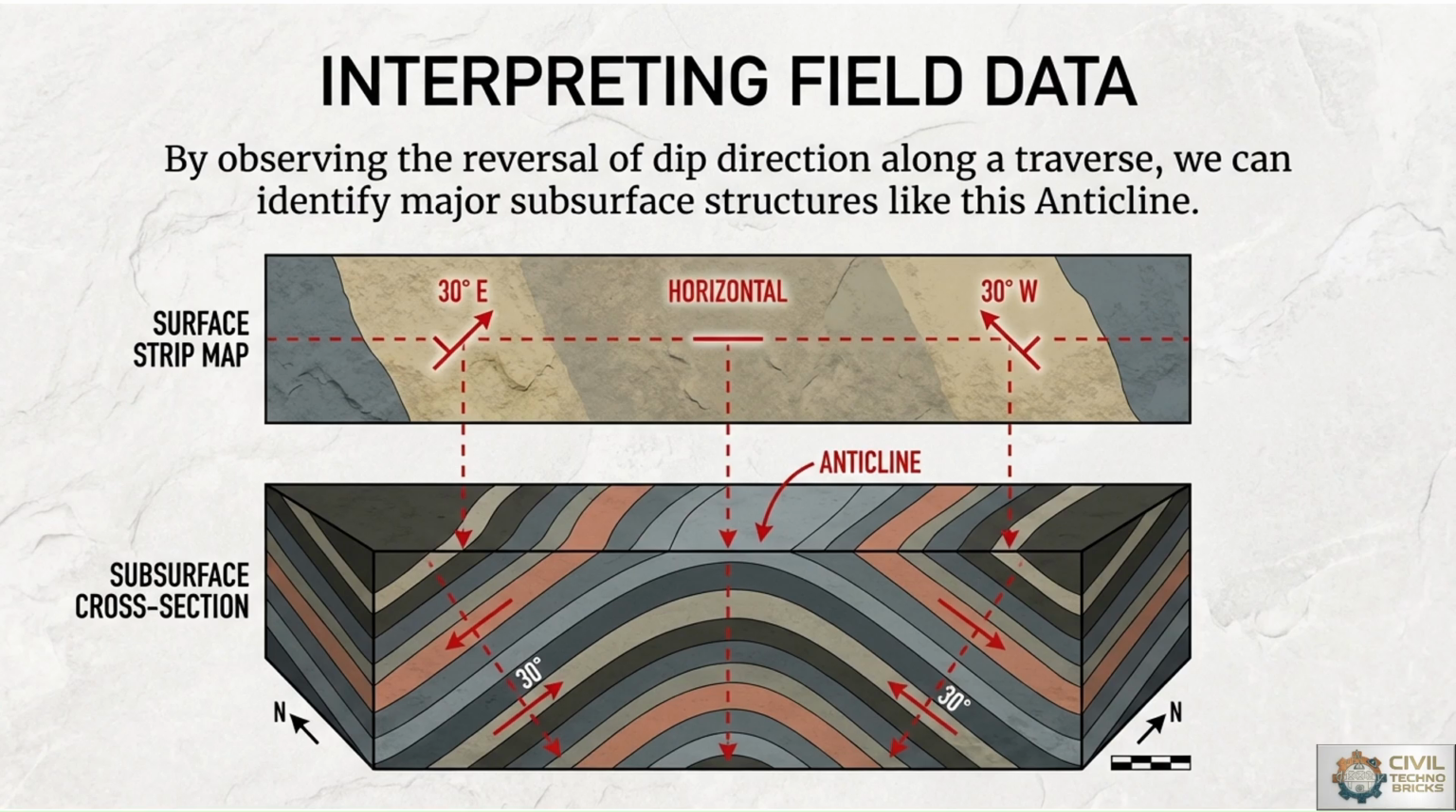By observing changes and reversals in the dip direction along a traverse, engineers can identify folded structures such as anticlines or synclines. So surface observations are used to prepare subsurface geological cross sections. These cross sections are most helpful for visualizing underground structures and understanding rock continuity. Accurate geological interpretation is most essential for safe design and construction of foundations for tunnels, dams, slopes, and other major civil engineering construction activities.